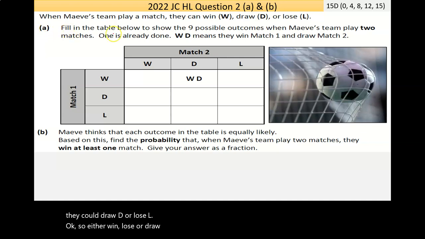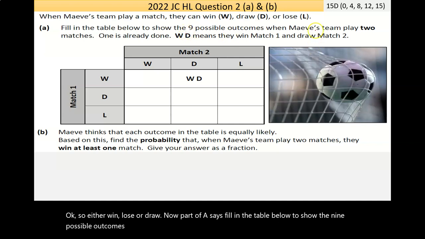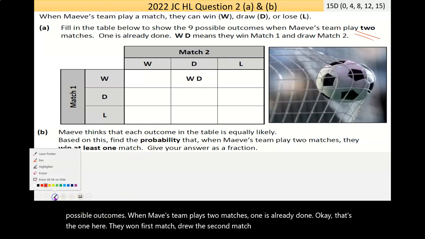Now, part A says fill in the table below to show the nine possible outcomes when Maeve's team plays two matches. One is already done. That's the one here. They won the first match, drew the second match, and that's all they're saying there.